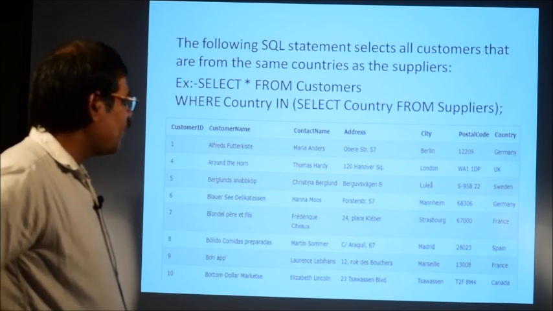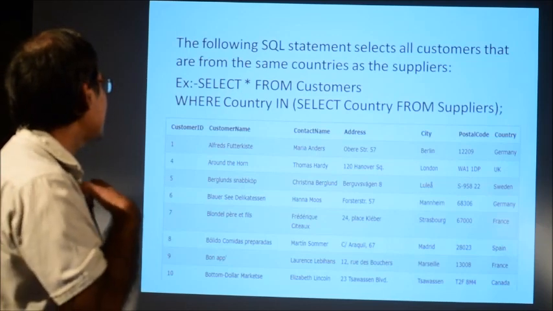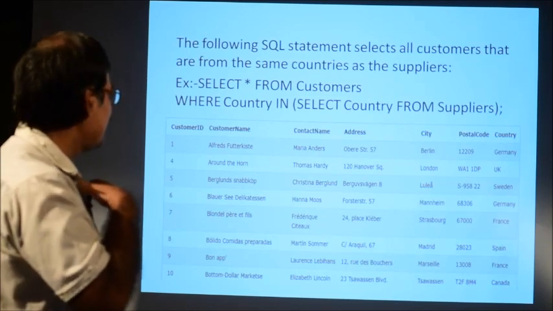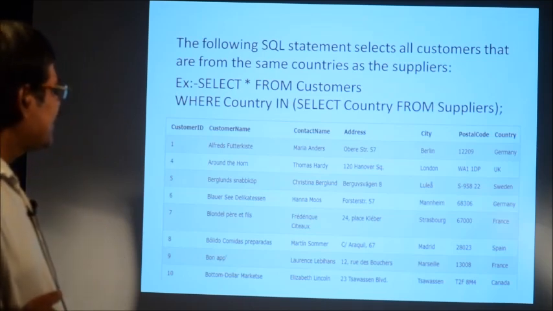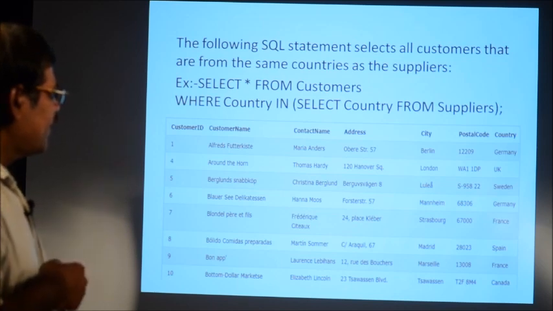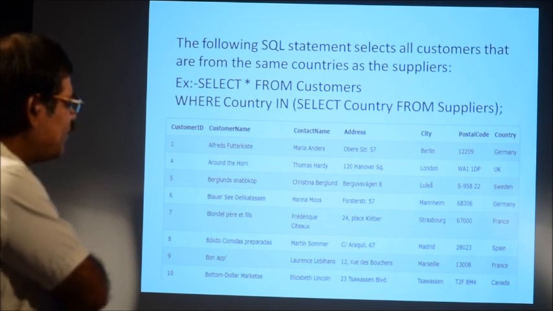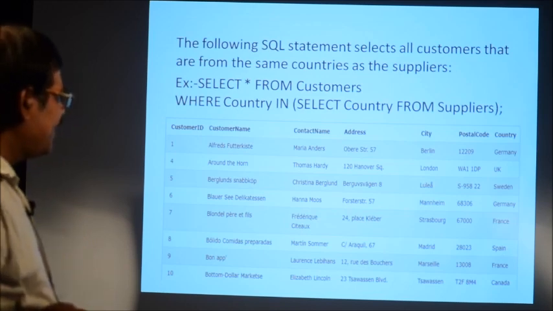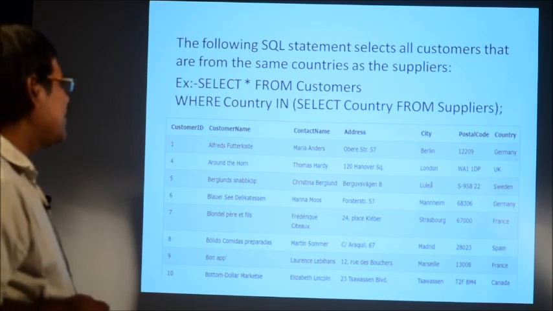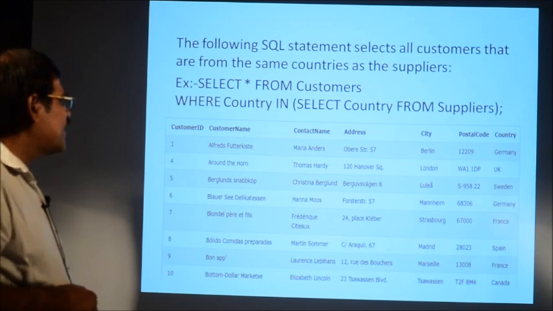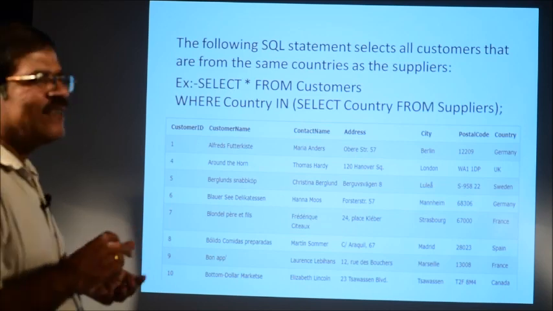Then from these multiple values, the customer country will be chosen and your result will be displayed. So select country from supplier means what countries are present in the suppliers table. Those values will be selected: Germany, UK, Sweden, France, Spain, Canada. These are the countries available in the supplier table. If you write select country from suppliers as the inner select statement, these countries will be selected. So these are the multiple values.